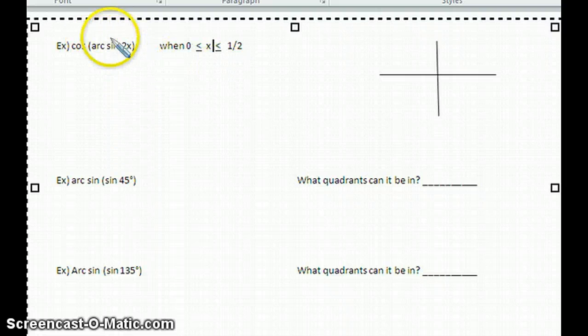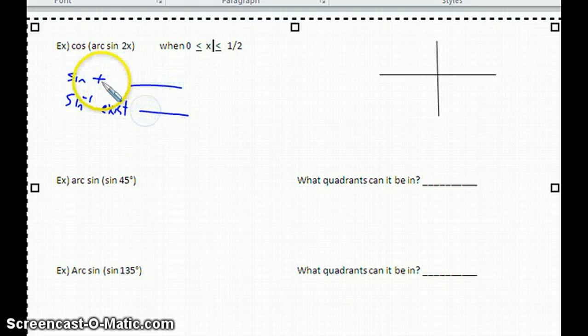Okay, this next problem, I'm asking you to find the cosine of the arcsine of 2x. And you'll notice that I didn't actually write over here which quadrant it can be in, because when you're doing these problems, you're not going to have those blanks to fill in, so I want you to think about those things first. You want to figure out sine of 2x, that's a positive number, so you want to know where is the sine positive. And the other thing that you want to ask yourself is where does the sine inverse exist? So you have to think about the quadrants here.